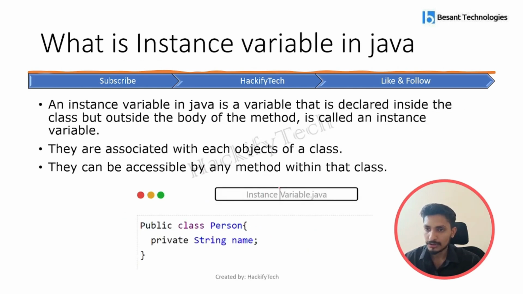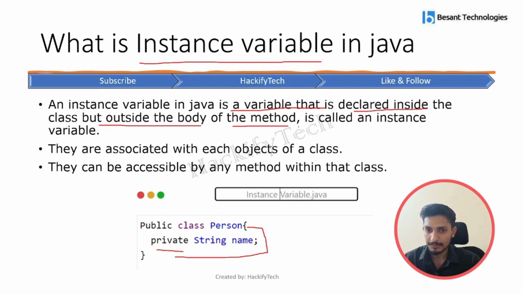The next question is: what is an instance variable in Java? An instance variable in Java is a variable that is declared inside the class but outside the body of a method. You can see there is no method here, but it is declared inside a class. That's why we call it an instance variable.